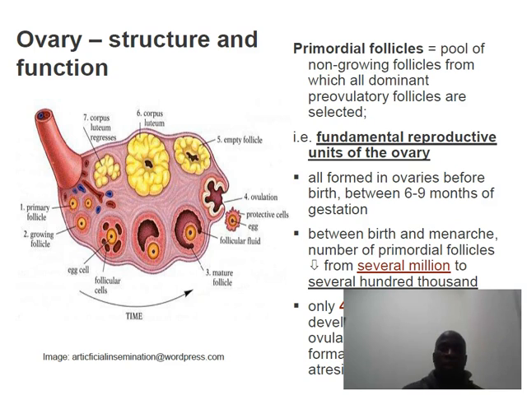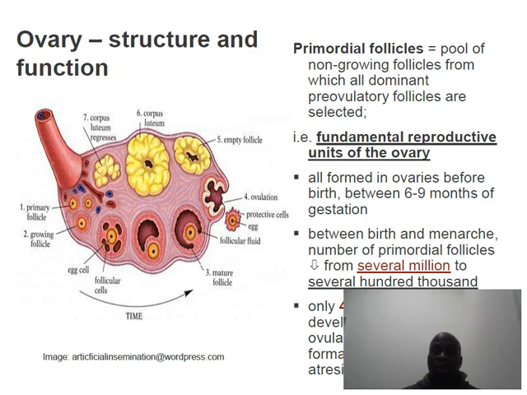Now, what are these primordial follicles? These are the fundamental reproductive units of the ovary. This is where the egg develops from each follicle. These follicles are all formed in the ovaries before birth, as I said, between 6 to 9 months of gestation, meaning between 6 and 9 months of pregnancy. That's the time the follicles are developed.